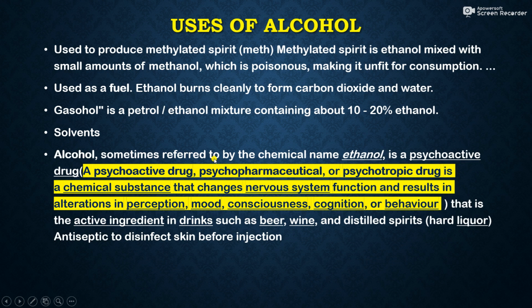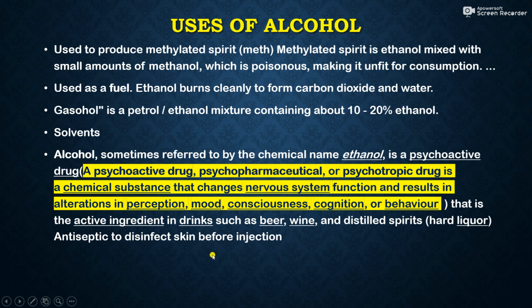Alcohol, sometimes referring to the chemical name ethanol, is a psychoactive drug. So ethanol is known as a psychoactive drug. What is meant by psychoactive drugs? A psychopharmaceutical or psychotropic drug is a chemical substance that changes nervous system function and results in alteration in perception, mood, consciousness, cognition, or behavior. Such agents are known as psychoactive drugs or psychoactive agents.